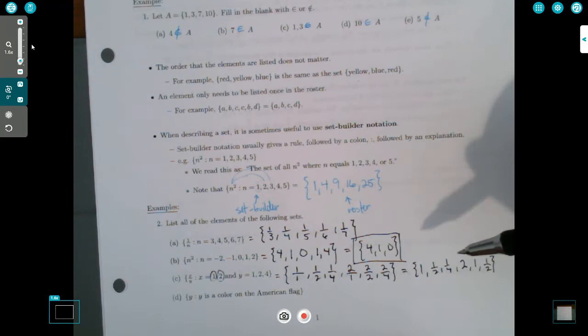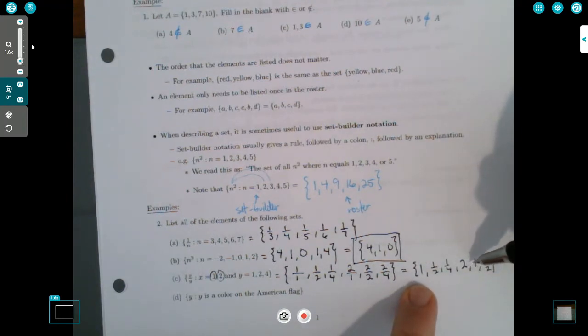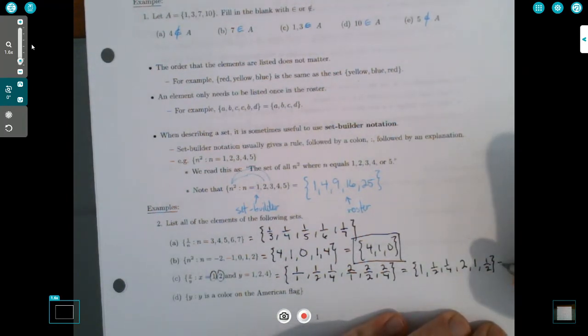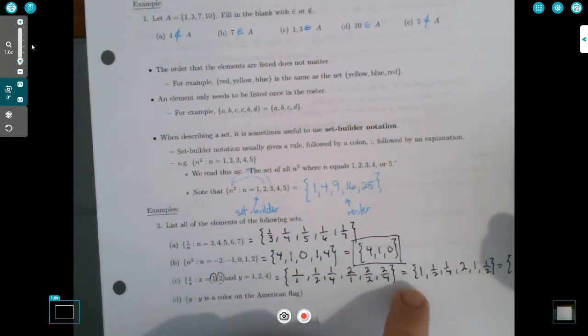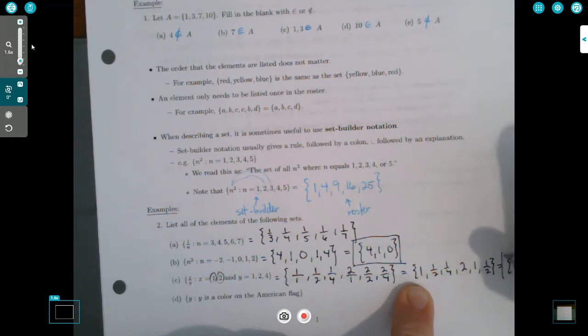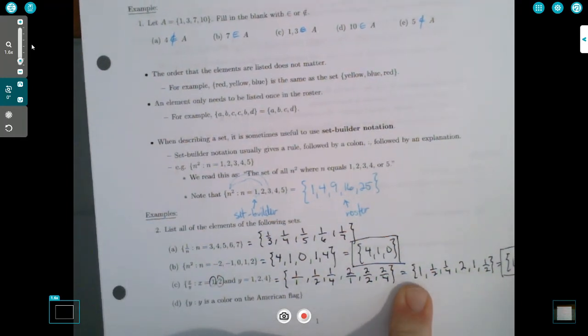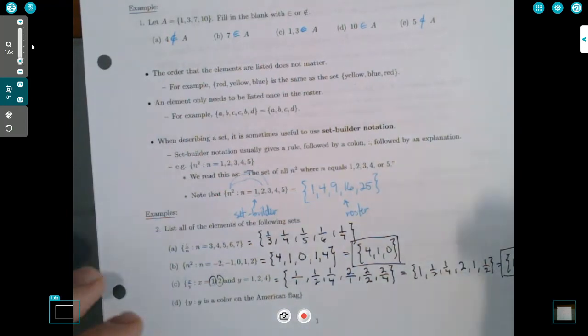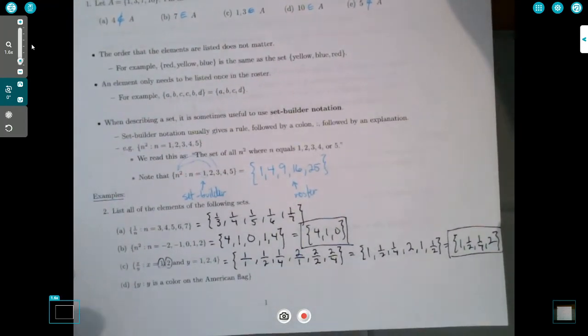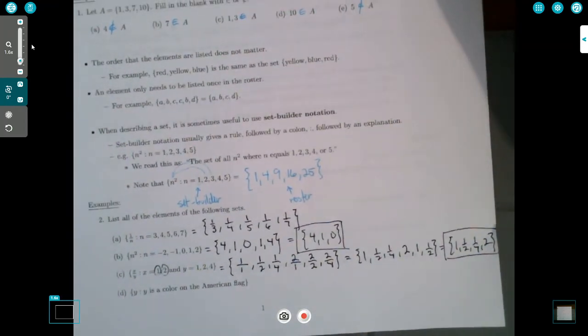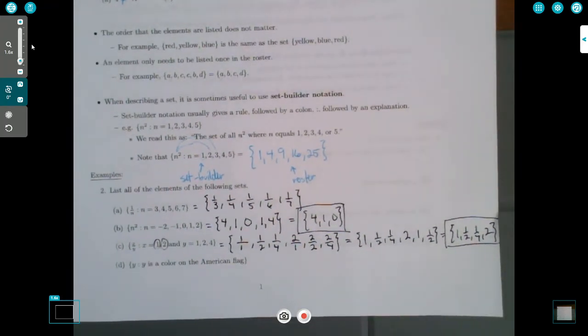And now you'll see that I've got some repeats, right? I've listed 1 twice. I've listed 1/2 twice. So really I should have this: 1, 1/2, 1/4, and 2, right? And that's that one. Whoa, I went off the page. Sorry. Okay, so hopefully that's making some sense to you.